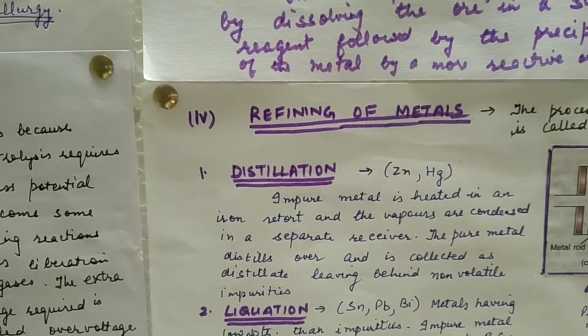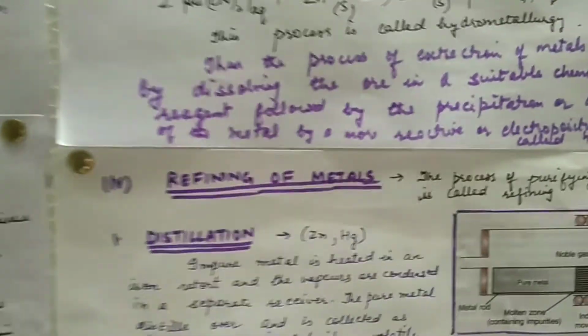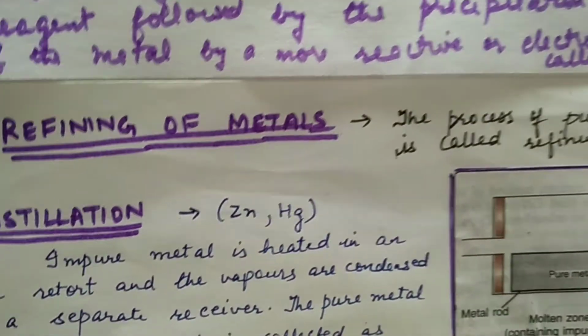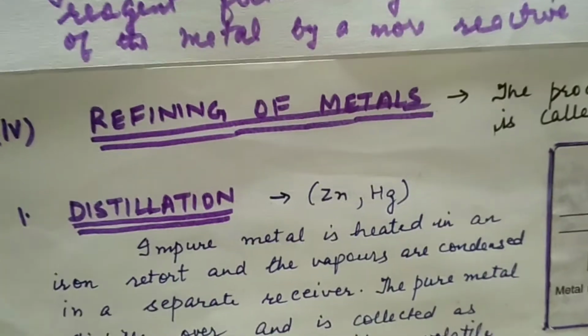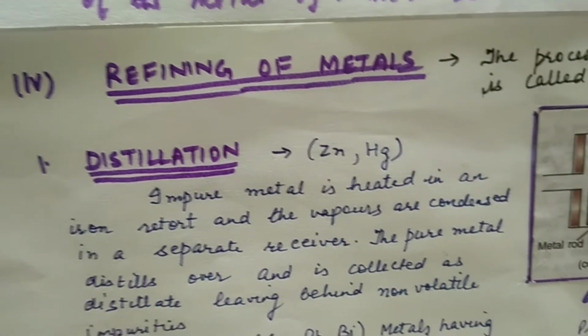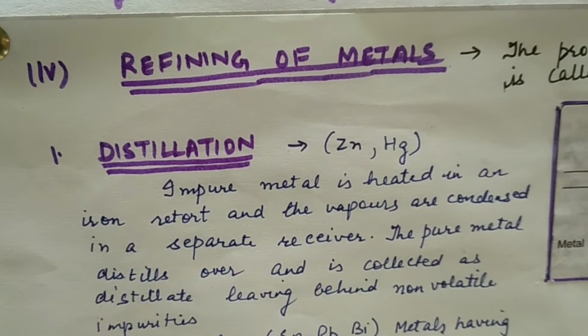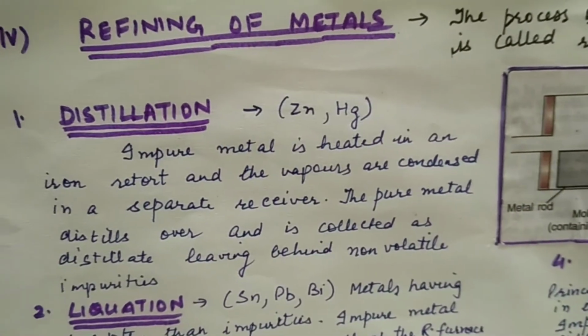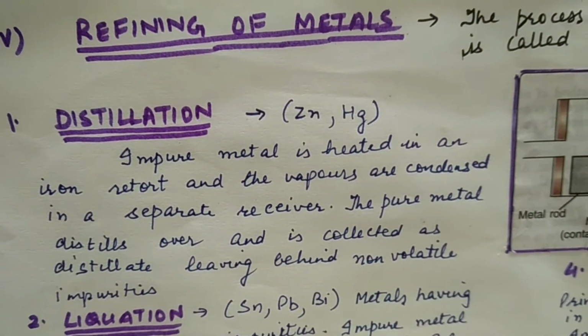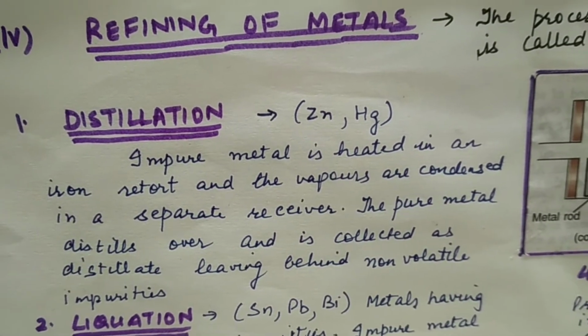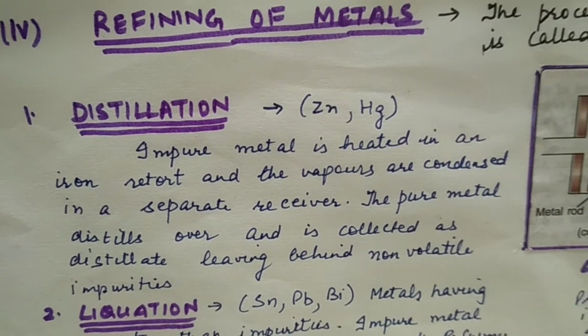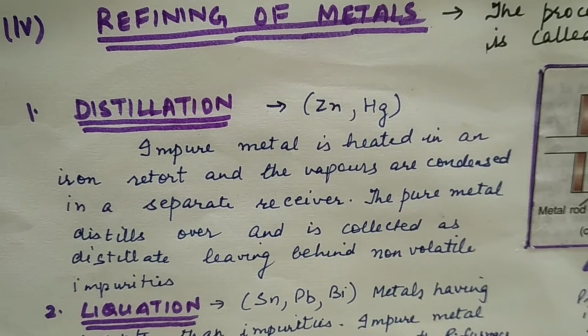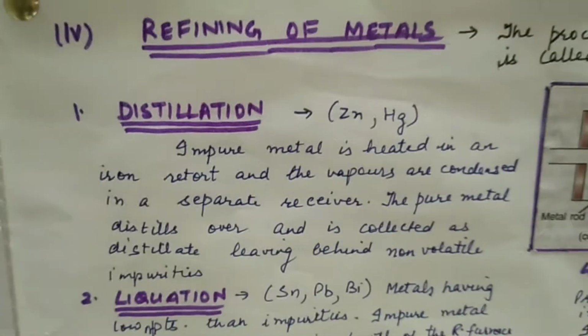The next step of metallurgy is refining of metals. After obtaining crude metals, the impurities present in them are removed. This process is called refining. Different methods of refining are distillation. This is used to refine zinc and mercury metals. Impure metal is heated in an iron retort and the vapors are condensed in a separate receiver. So the pure metal distills over and is collected as distillate, whereas non-volatile impurities are left at the site where the metal was heated.